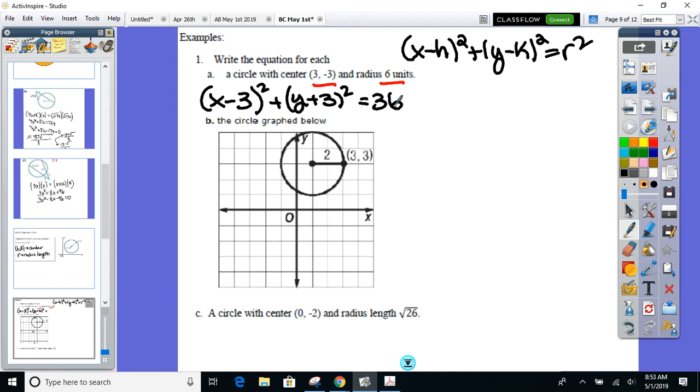All good. Now I gave you a graph. What's the equation of this graph's circle? Well, I need to find the center first. The center's not (3, 3), that's on the circle. Sorry. It should be (1, 3). And it shows you the radius length is 2.